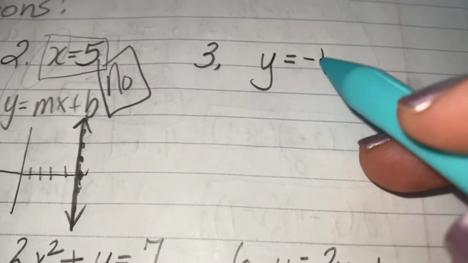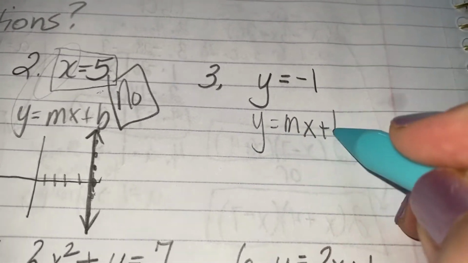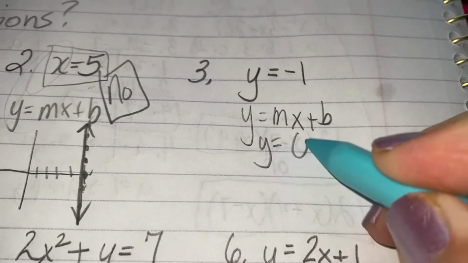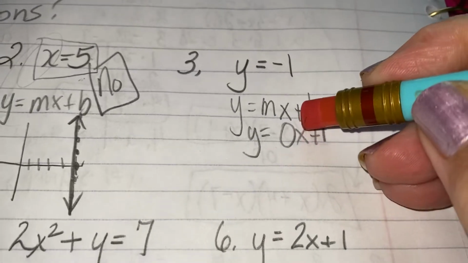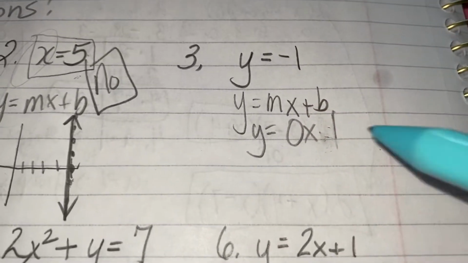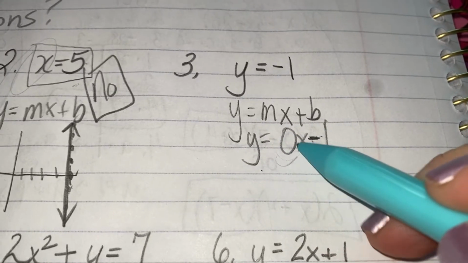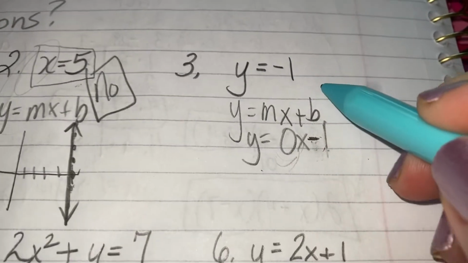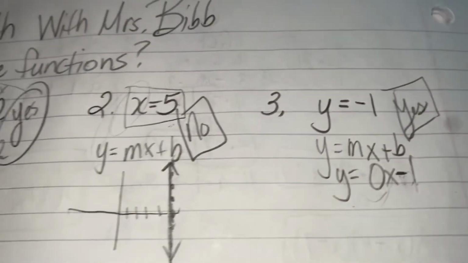The next one, can this be written in the form y equals mx plus b? There's not an x, but if you substituted 0 in for x, is that the same thing as the equation above? Y equals 0x, which is just 0, minus 1, is 0 minus 1, negative 1. Yes, so this is a function, a linear function.